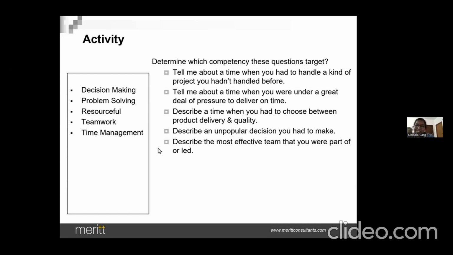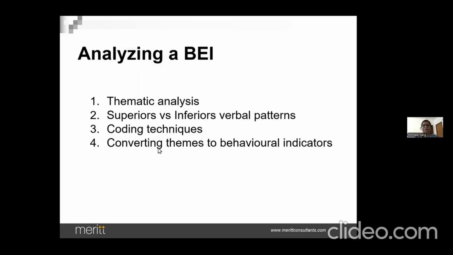Describe an unpopular decision you had to make. So obviously, you can look at decision making. Describe the most effective team that you are a part of or led. So you can also look at teamwork. Teamwork. Okay.